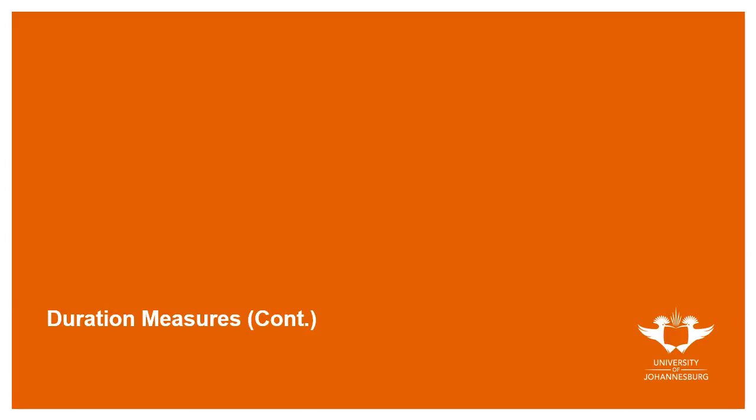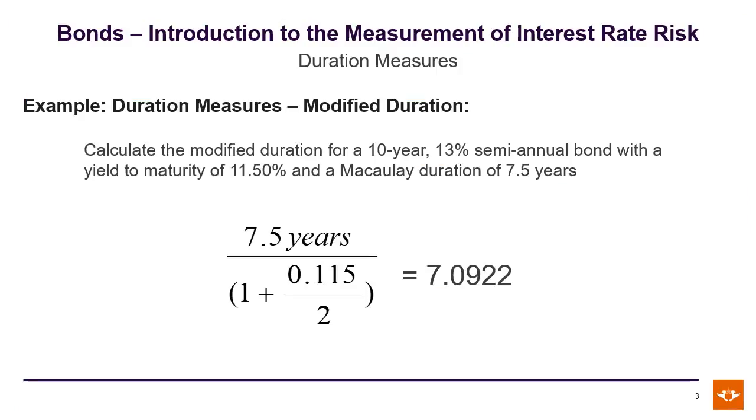So now we're going to look at an example. We're going to start by calculating the modified duration. We have a 10-year 13% semi-annual bond with a yield to maturity of 11.5% and a Macaulay duration of 7.5 years. Using the formula for modified duration, we divide the Macaulay duration by 1 plus the yield to maturity over 2, because we're looking at semi-annual payments, and we end up with a modified duration of 7.0922, and we will use this to estimate the percentage price change.